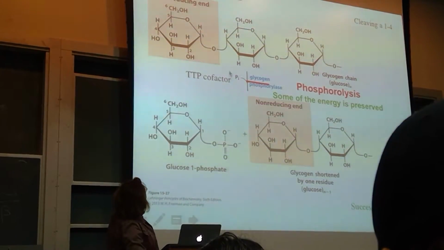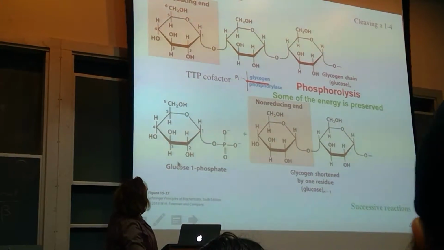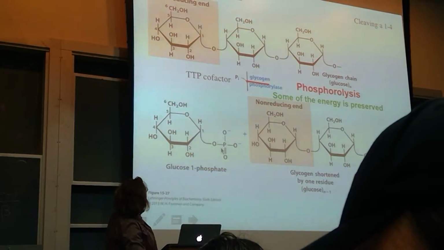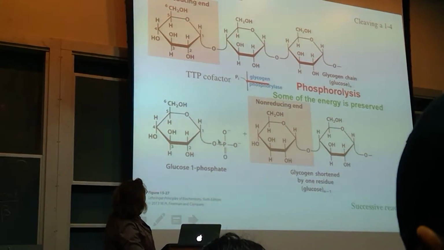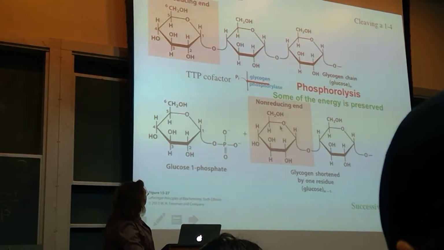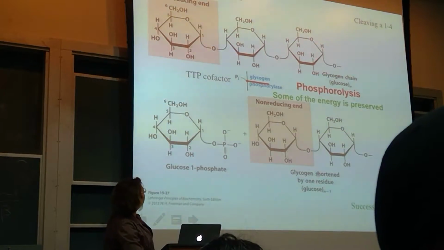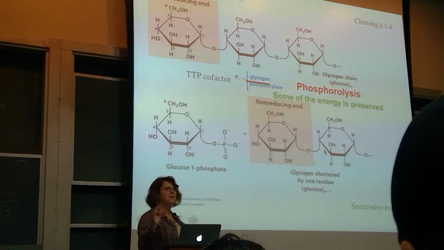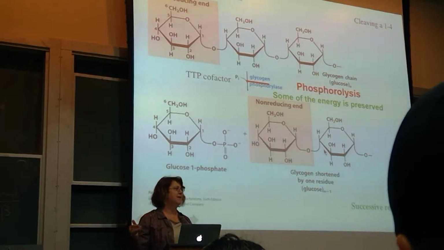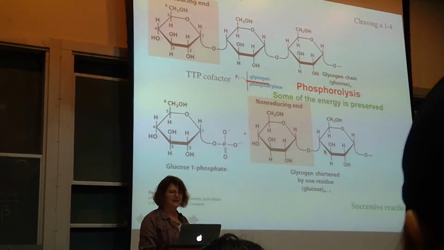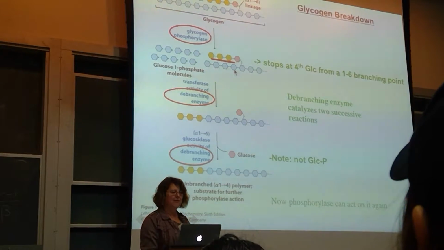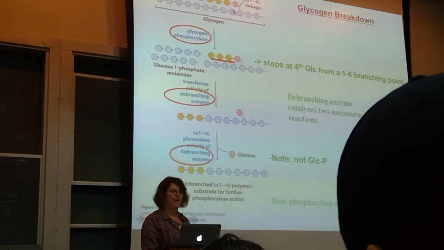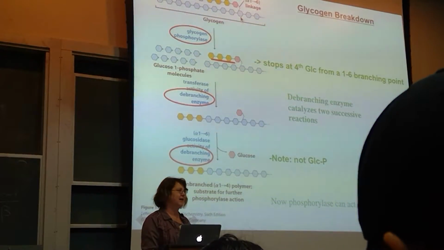So here, this is breaking off, and you're getting this to glucose 1-phosphate. Again, it's the phosphate on the 1 position. And then now you continue to have this chain with the non-reducing end. It's just shortened by 1 glucose molecule. So this can go on and on until you hit 4 residues from a 1,6 linkage.